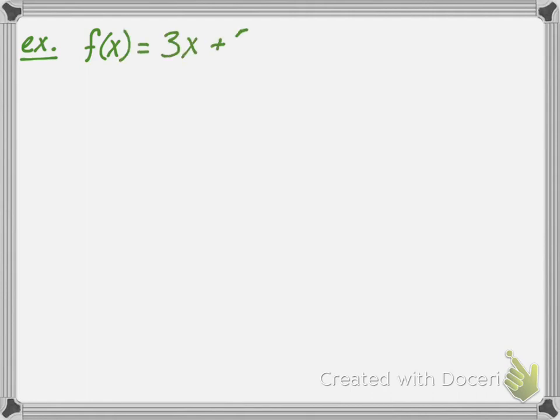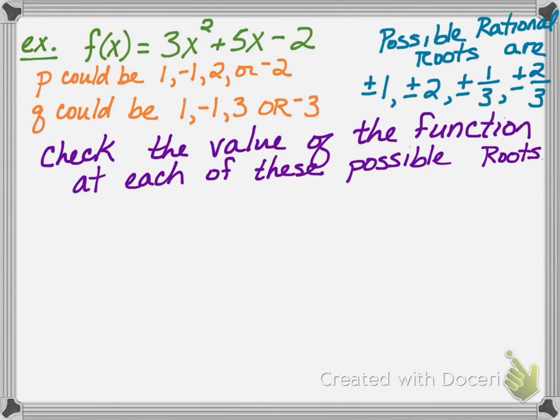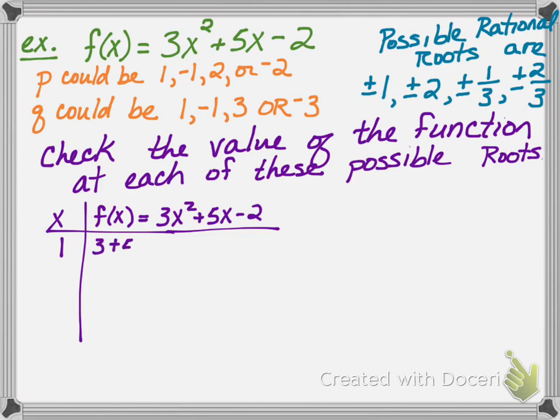So what are we going to do once we have all these rational roots? We're going to check the value of our function at each of these possible roots. So I'm going to make a table. Plugging in positive 1, we get 6. So that means that 1 is not a rational root. If I plug in negative 1, I get negative 4. So that one doesn't work.